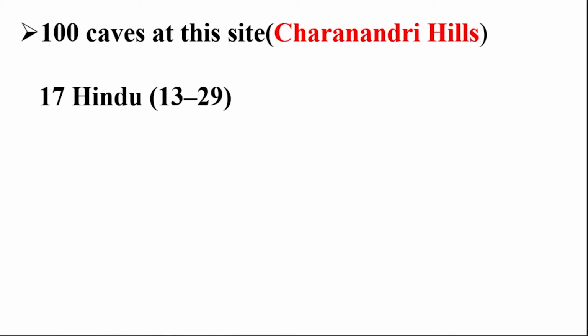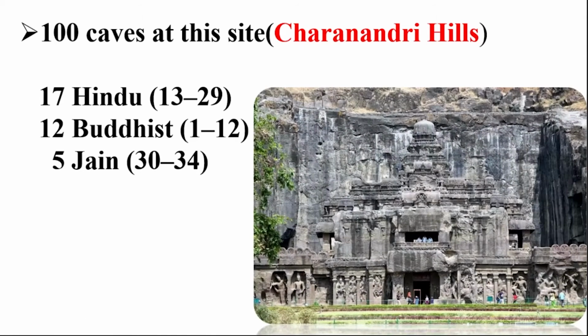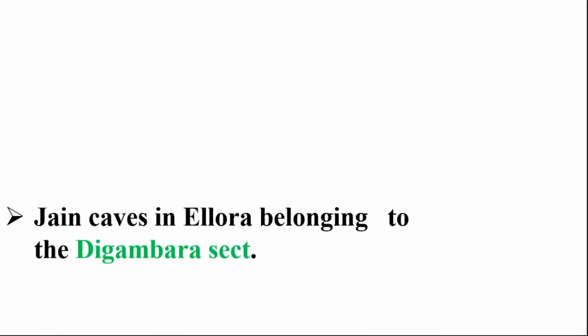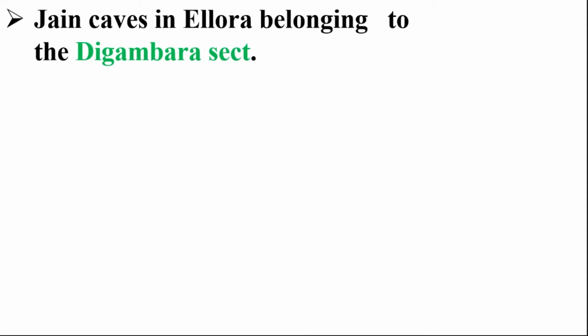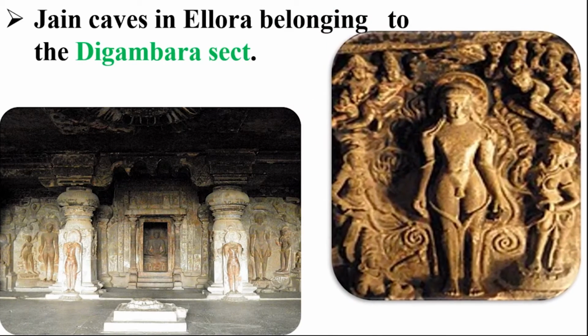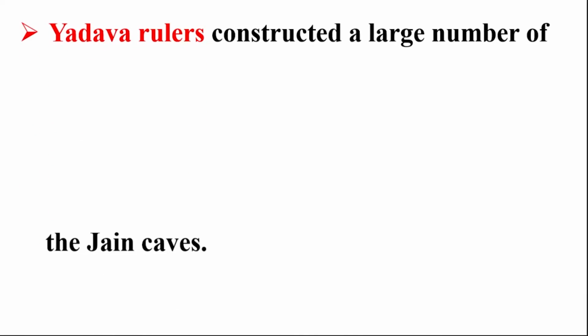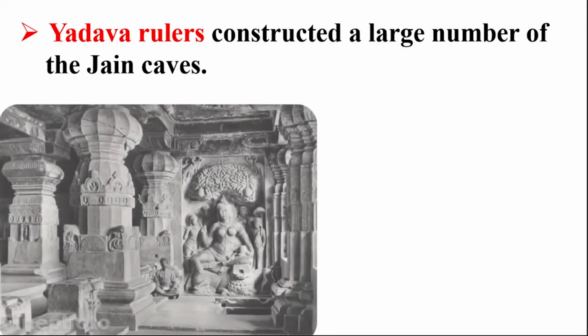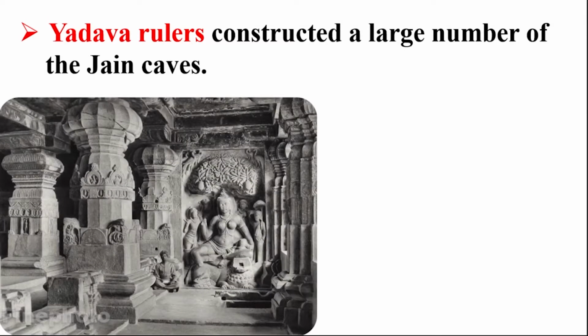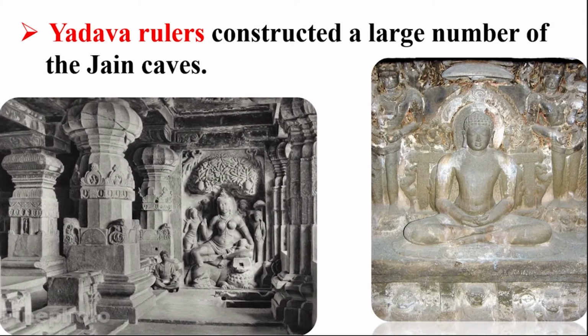17 caves belong to Hinduism, 12 caves belong to Buddhism and 5 caves belong to Jainism. One more important point is all the Jain caves in Ellora belong to the Digambara sect. See the picture of the Digambara sect. The Yadava rulers constructed a large number of the Jain caves here. This is the image of the Ellora caves discussed so far.